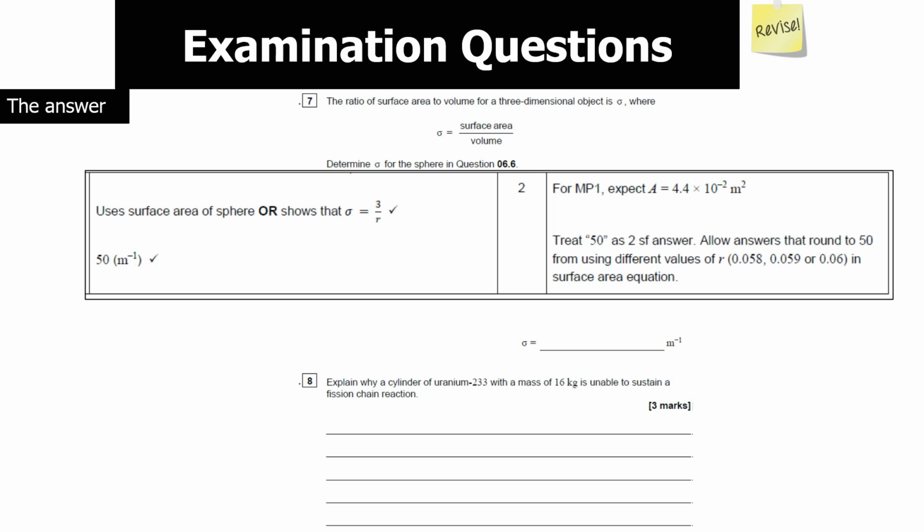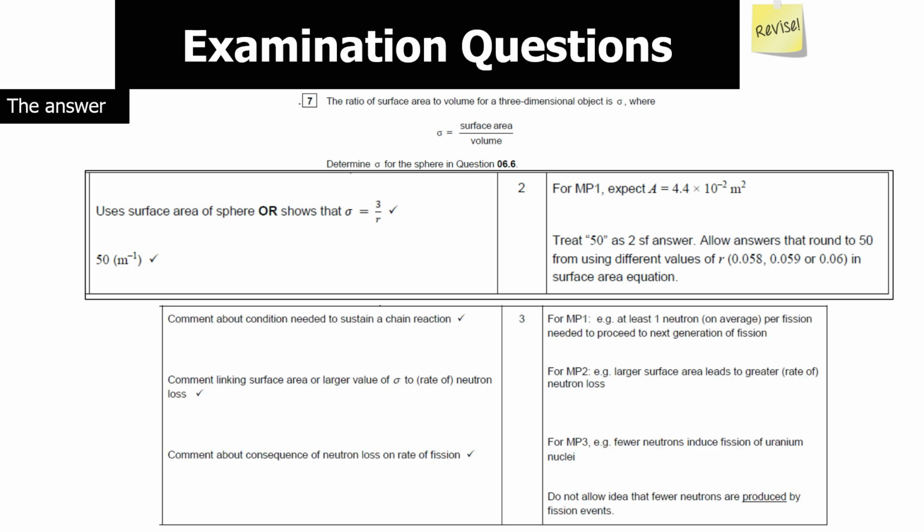Now the next question is explain why it can't sustain a fission chain reaction. It's the idea that we need, for a sustained chain reaction, on average 1 neutron per fission event to then go on to lead to another fission event taking place. Now the idea is, if you've got a large surface area, most of those neutrons produced in the fission events will leave the actual object without causing another fission event, because it's less likely to hit another nucleus. So at that point fewer neutrons will induce less fission, so there'll not be enough neutrons produced to lead to a one-to-one fission event each time, so it cannot maintain that fission process.